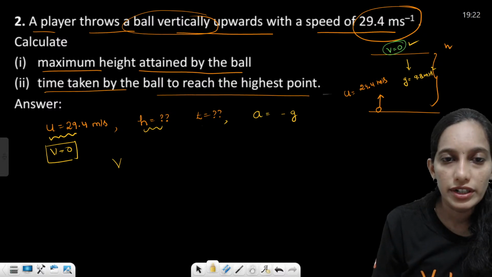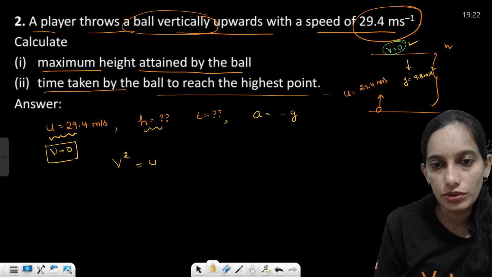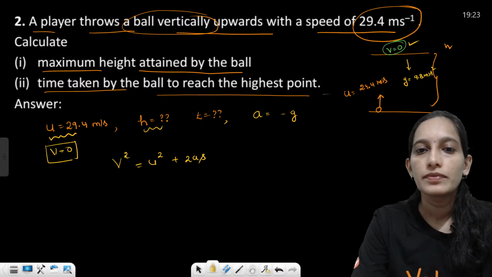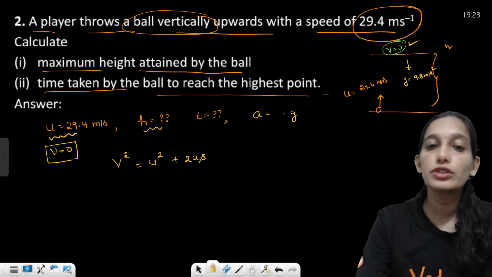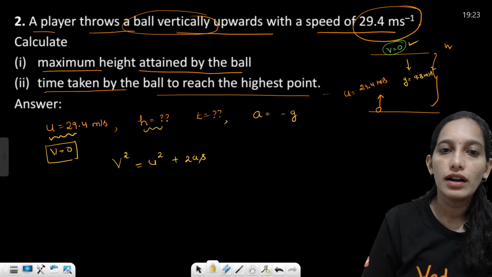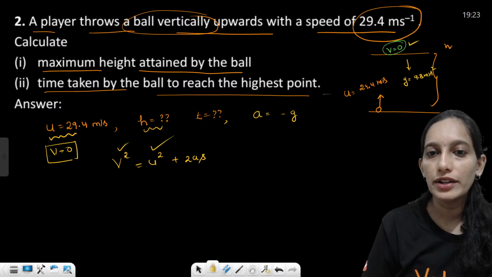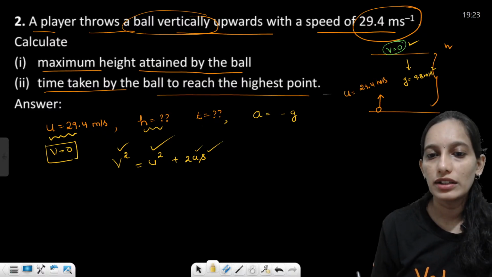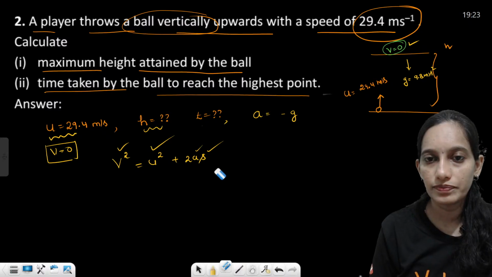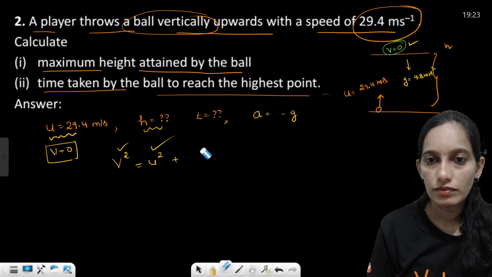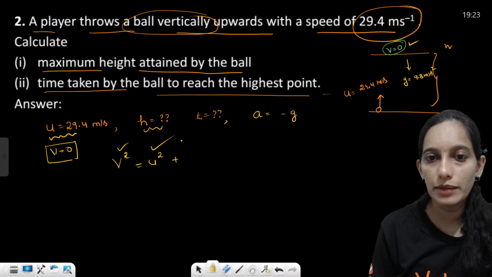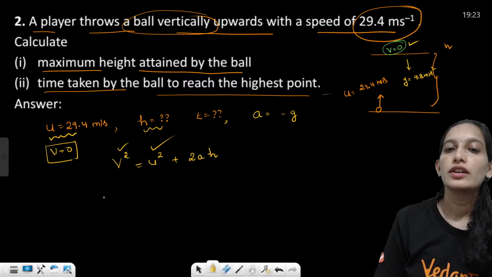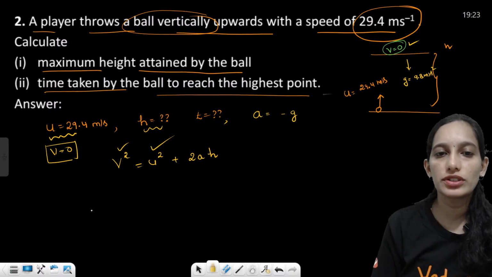So here I will take v square is equal to u square plus 2as. I can choose this because here I know v, I know u, I know a, and this s is nothing but h, correct? So I'll put that s as h. That is the reason I'm choosing 2ah. So only one unknown, one equation, I can solve this easily.